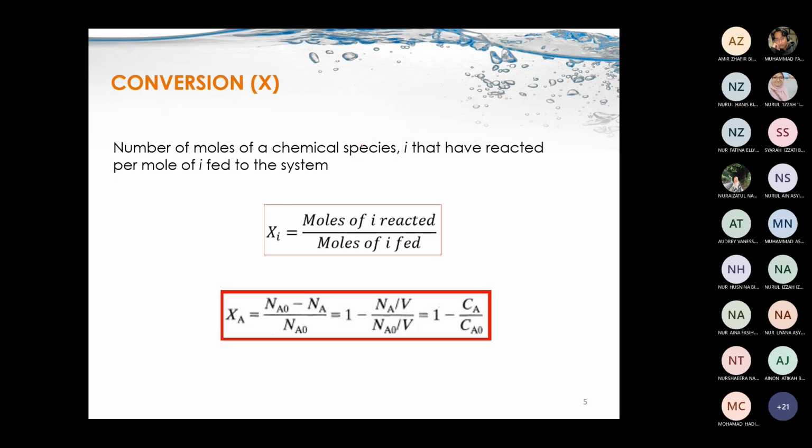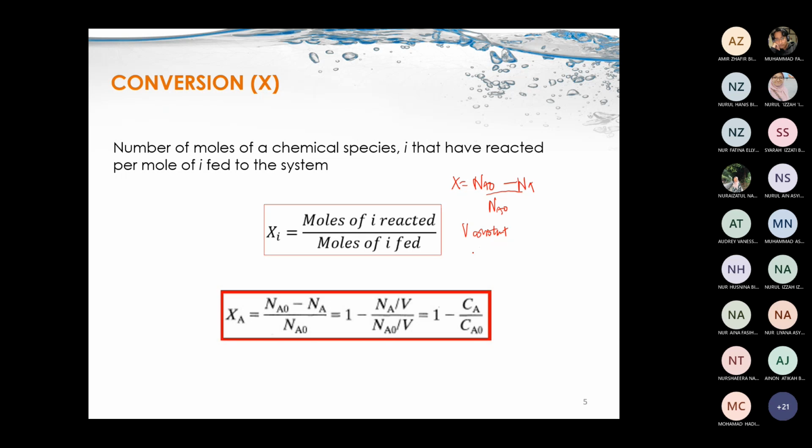So for the first thing, you need to know what is the conversion. Always remember the conversion is equal to moles of A reacted over moles of A fed. So X is equal to Na naught minus Na, over the initial one, which is Na naught. We want to know how many moles are reacted over the initial. When V is constant, the volume is constant, we can convert it into concentration.